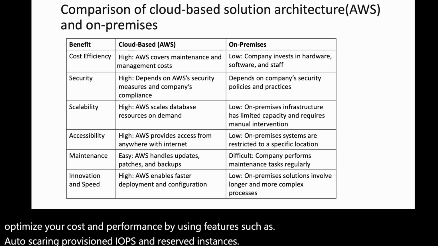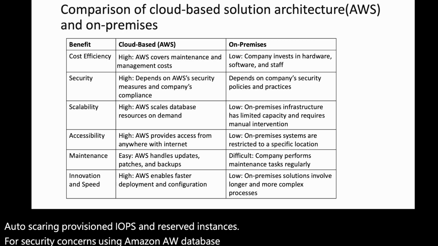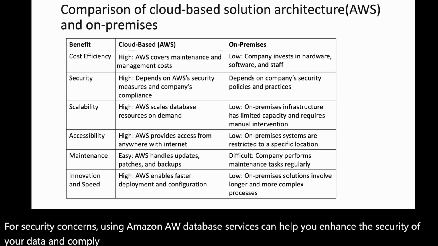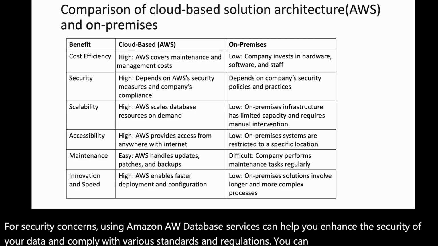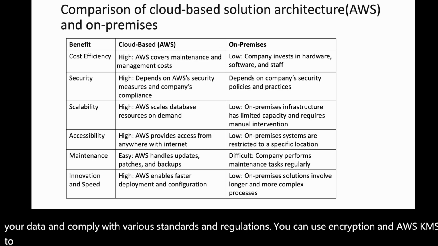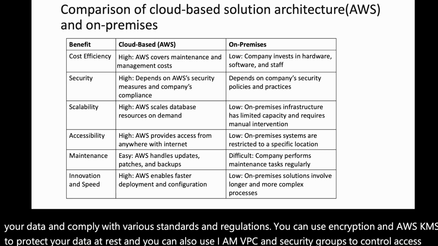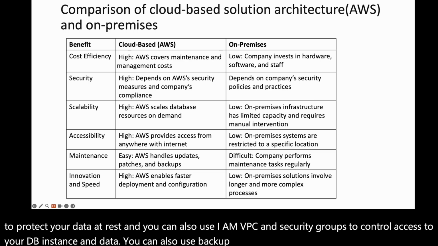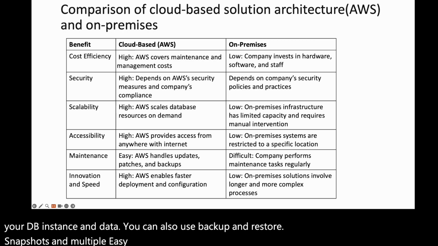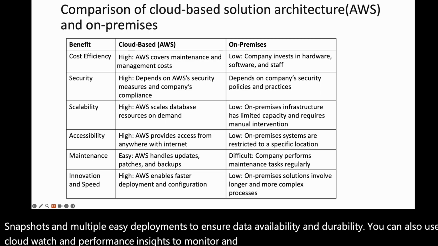For security concerns, using Amazon Database Service can help you enhance the security of your data and comply with various standards and regulations. You can use encryption and AWS KMS to protect your data at rest and in transit. You can also use IAM, VPC, and security groups to control access to your DB instance and data. You can also use backup and restore snapshots and multiple AZ deployments to ensure data availability and durability. You can also use CloudWatch and Performance Insights to monitor and troubleshoot your DB instance.